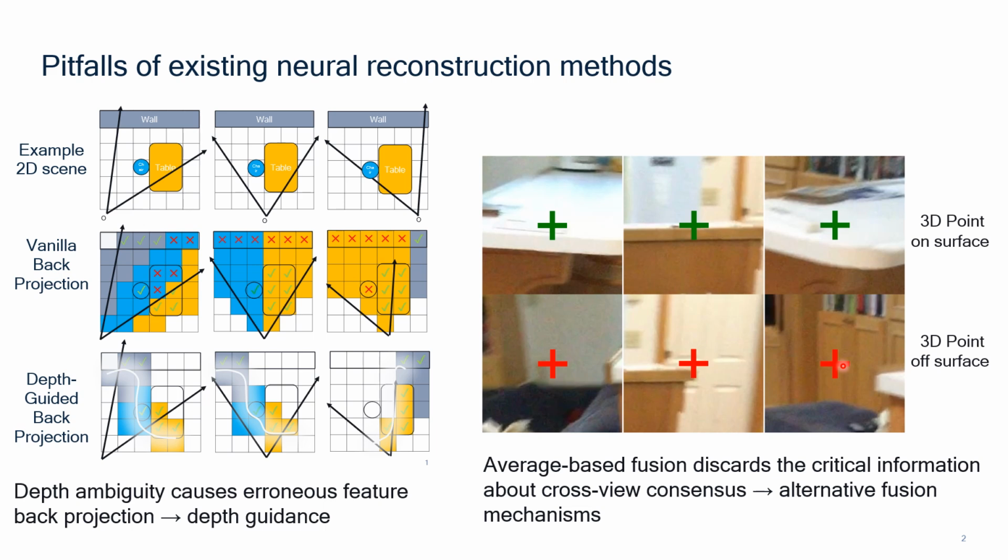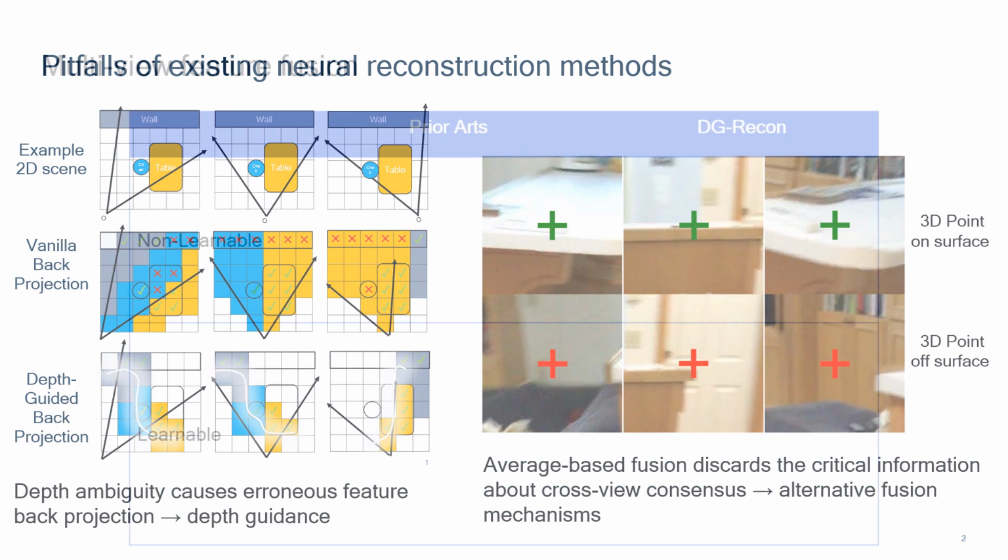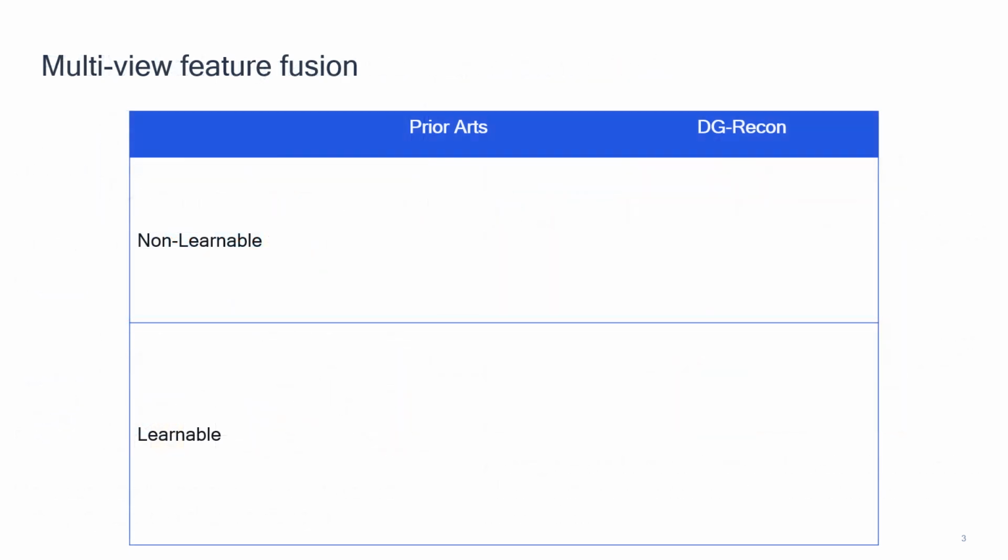In this work, we propose two alternative fusion mechanisms, one non-learnable and one learnable. Both are efficient for online reconstruction and meet the real-time requirements. These slides summarize the commonly used mechanisms for multi-view feature fusion.